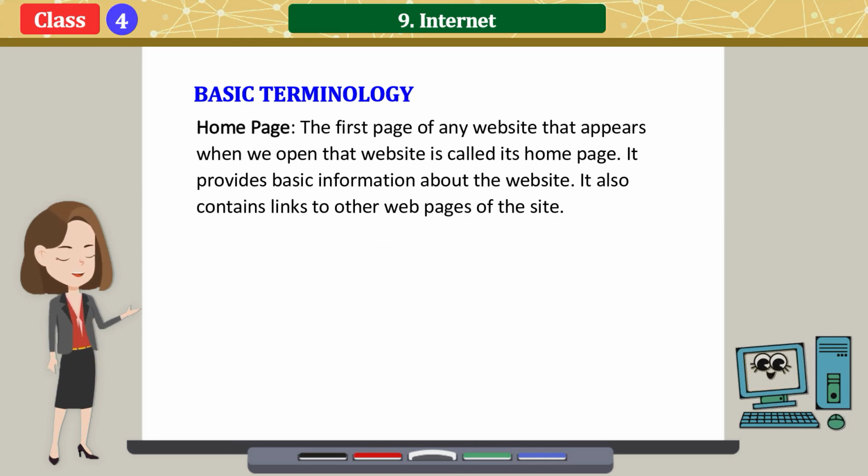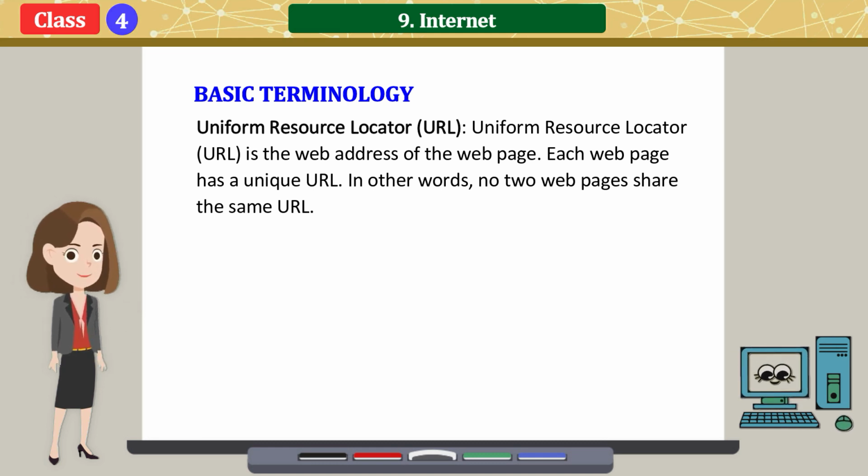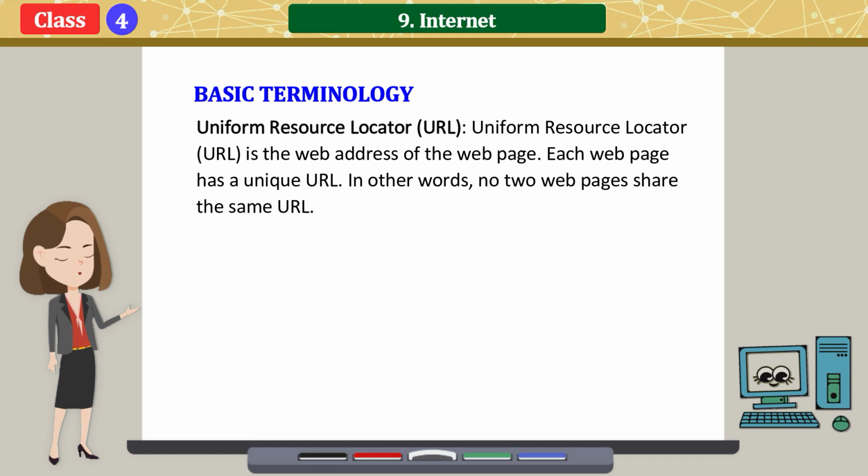Home page. The first page of any website that appears when we open that website is called its home page. It provides basic information about the website. It also contains links to other web pages of the site. Uniform Resource Locator. Uniform Resource Locator is the web address of the web page. Each web page has a unique URL. In other words, no two web pages share the same URL.